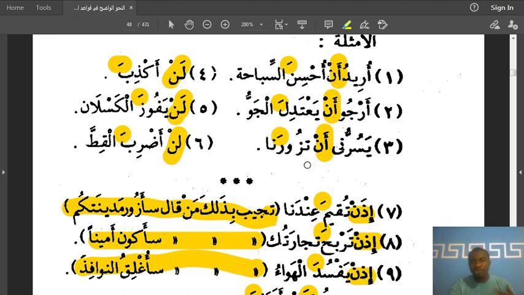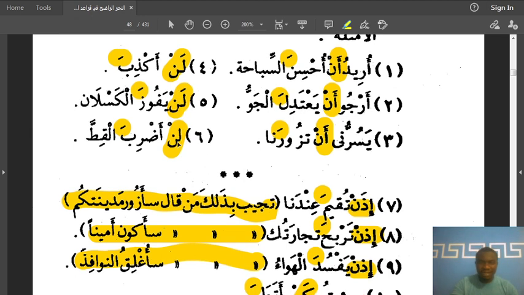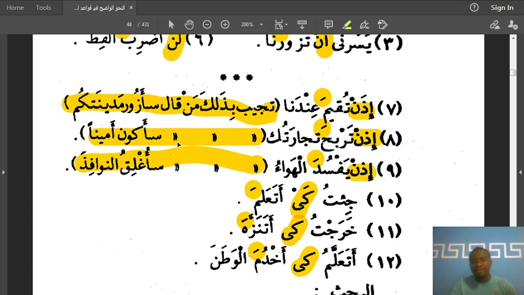Mostly that's how it is. Uridu an usina, I want to. Arju an ya'tadila, I wish that the weather changes. I wish that the weather settles. Yasurni an tazurani, it excites me that you visit me. Lan means will not. Okay. As against lam, which is did not. Lam, did not. We will come and see it very soon. And idhan means then, or if so. Kay means so as to.